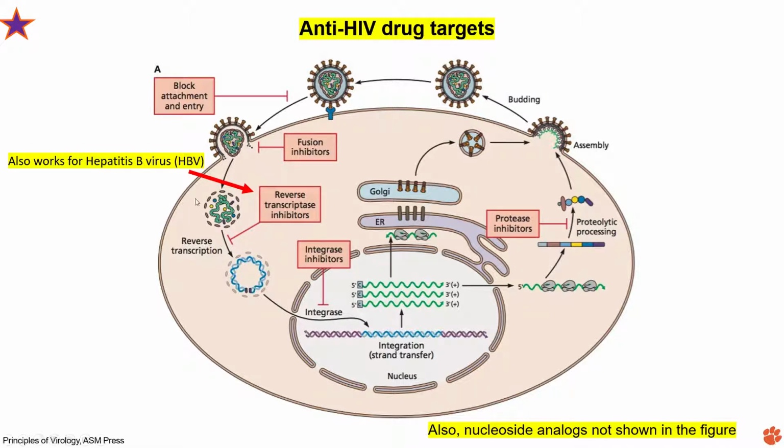All right, anti-HIV drugs. Just know what they are. You do not have to know the details or the names of each one of them. Just remember that there are fusion inhibitors, then you have reverse transcriptase inhibitors, integrase inhibitors, and protease inhibitors. These are some of the most important ones.